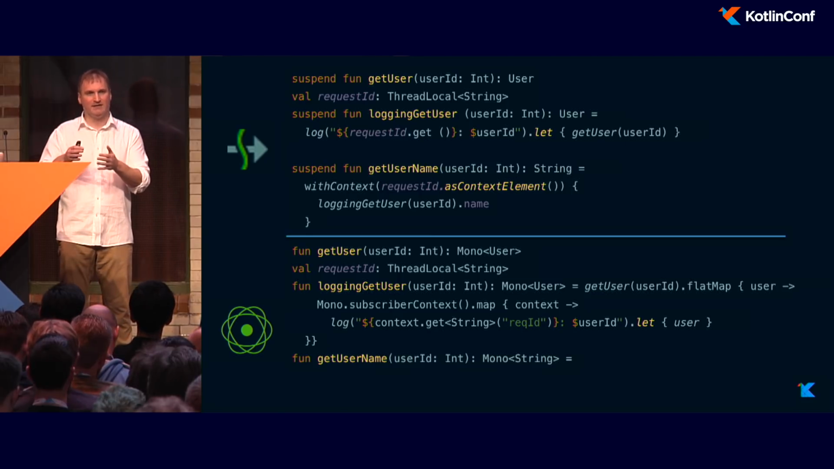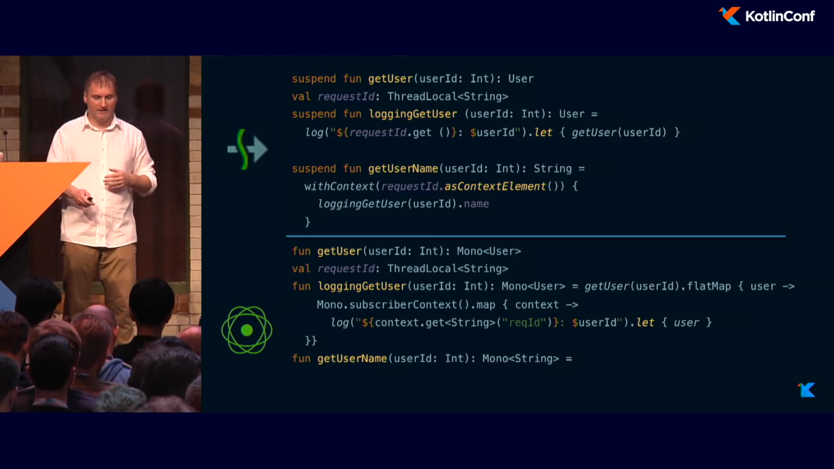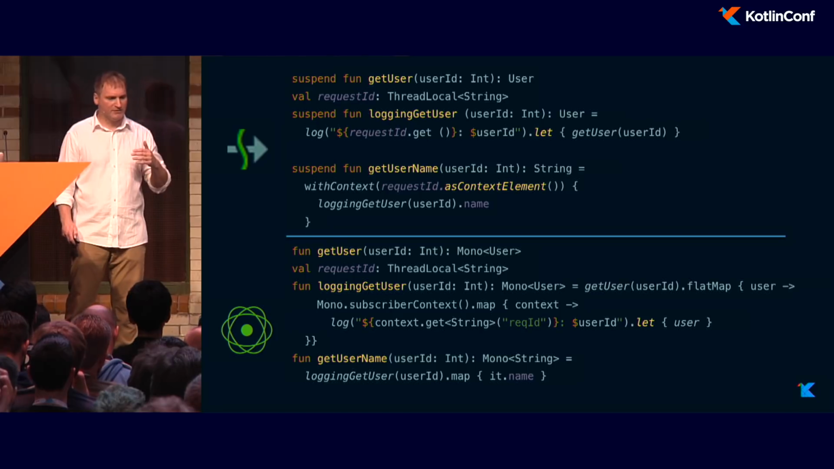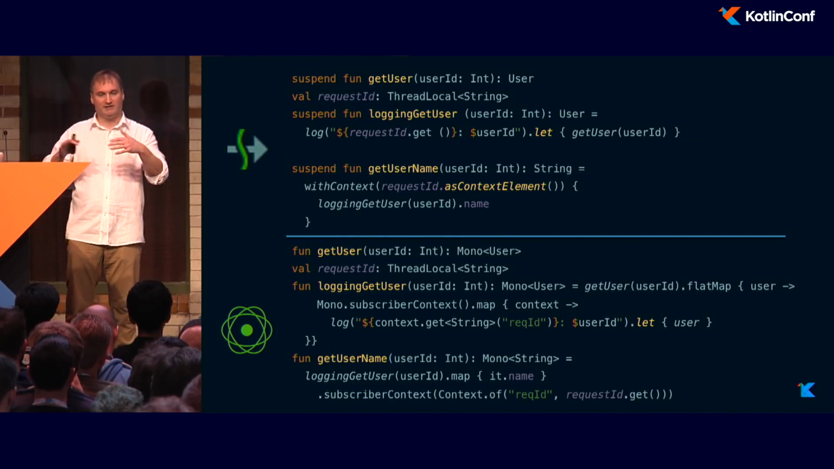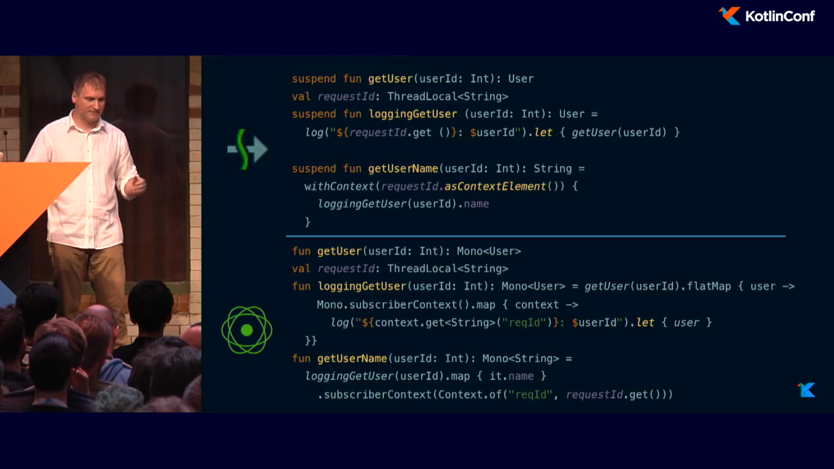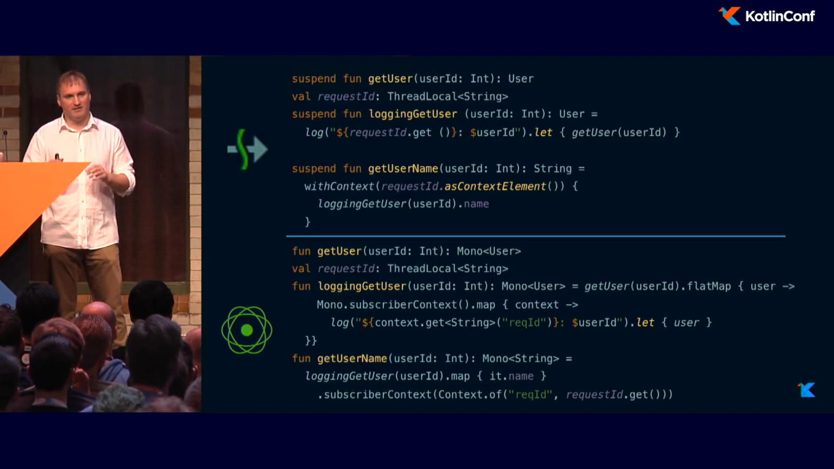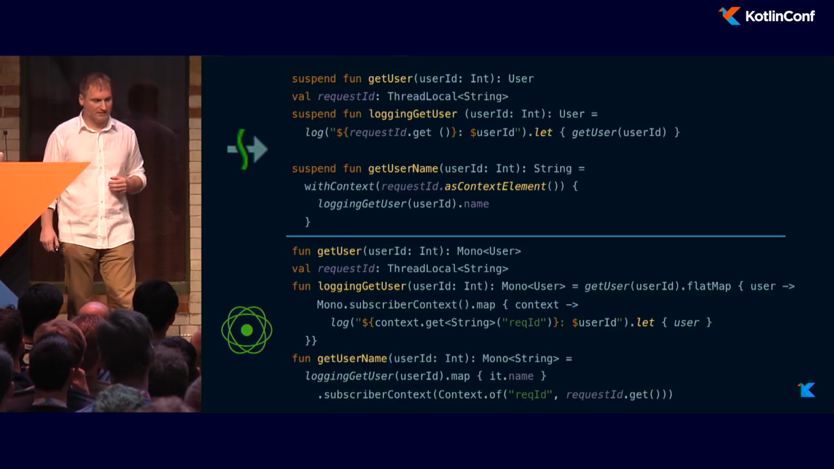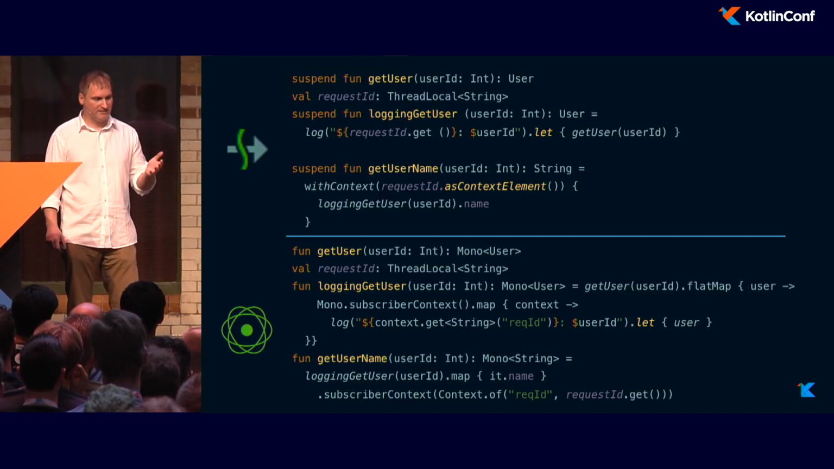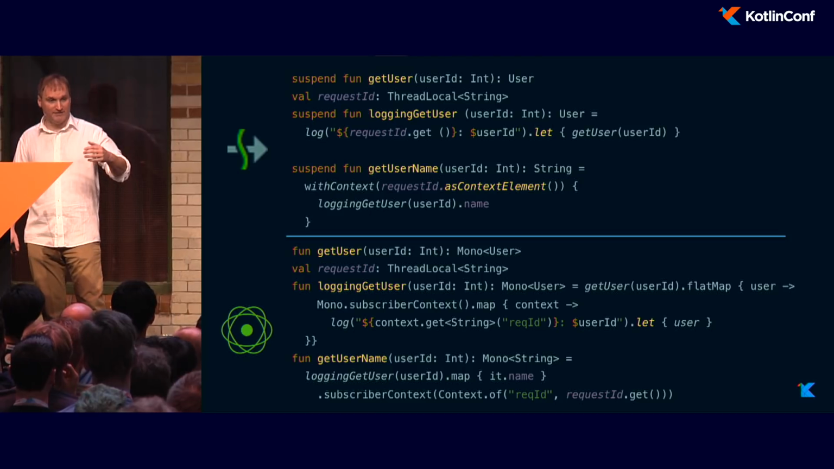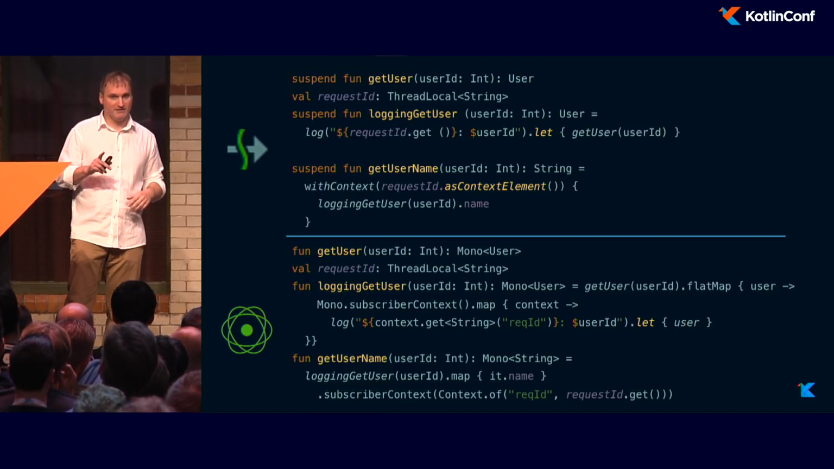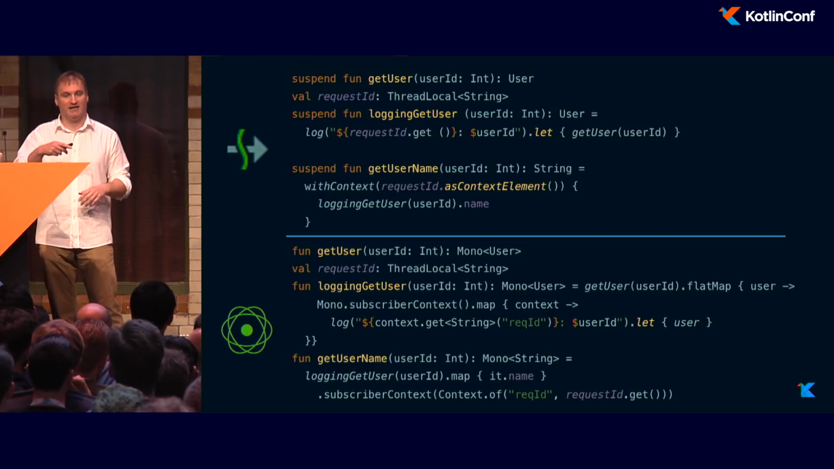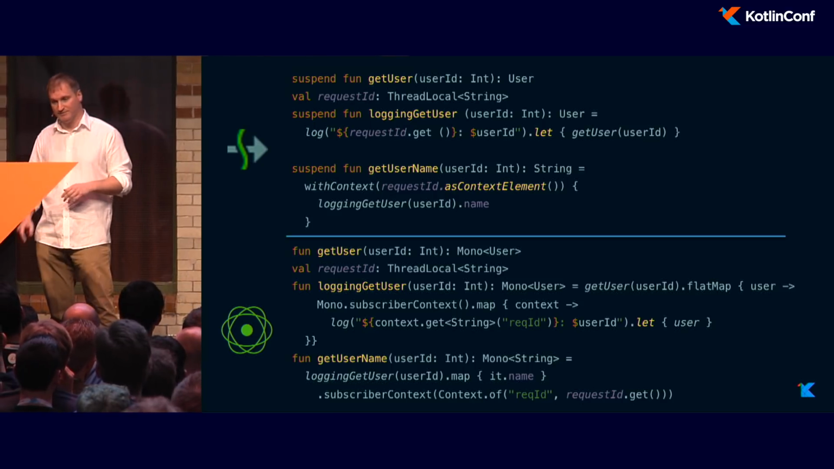It's sort of like a map. There's a key and a value, and the way you use it is you call subscriberContext on your reactive type, whether it's a Mono or a Flux, it doesn't matter, and you provide the initial context that will be propagated through the whole pipeline. In our example here, you can see that we set this request ID. We get the value from the thread local. The important thing is that this value will be taken at the time you call getUsername, not at every time this Mono is subscribed to.